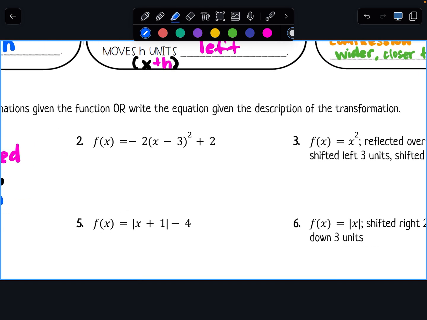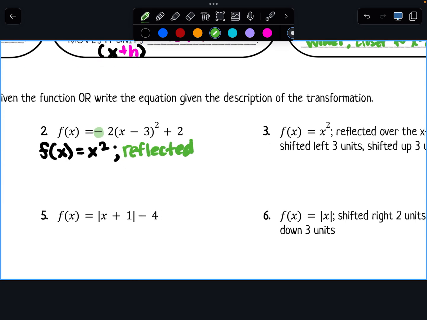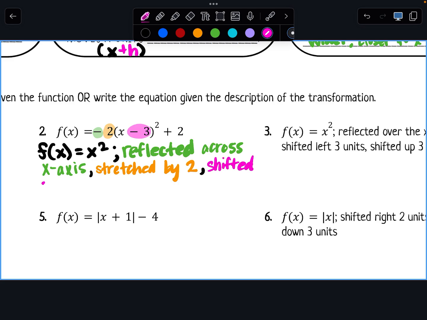Now for number 2, we have a negative here. So actually first let's identify the parent function. The parent function was f of x equals x squared. We're going to say it reflected across the x-axis. Then we have the 2 here, which is vertical stretch. So we're going to say it's stretched by 2. Shifted 3 units right. And 2 units up.